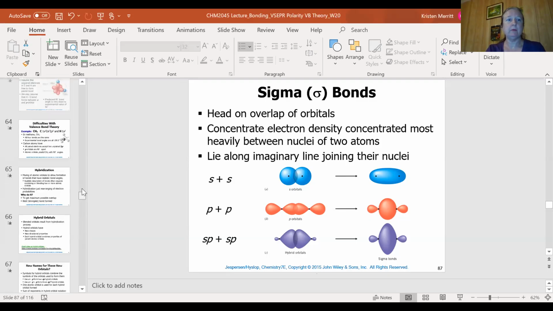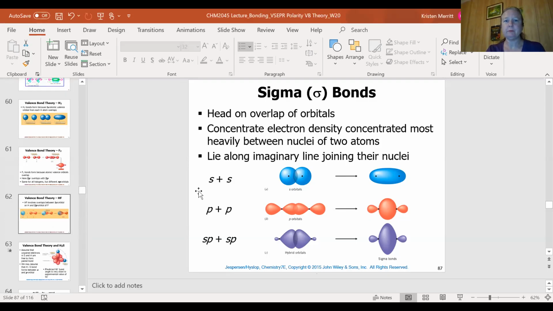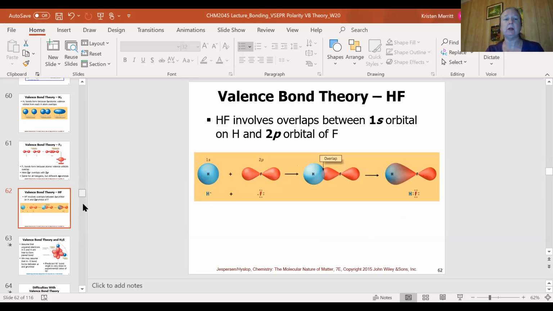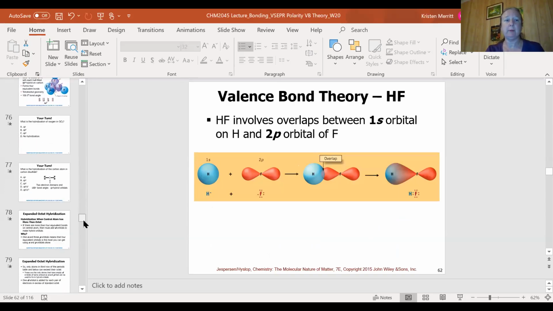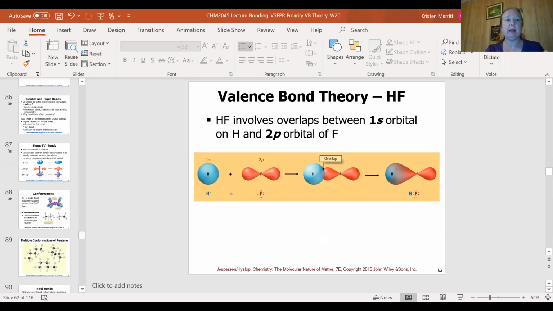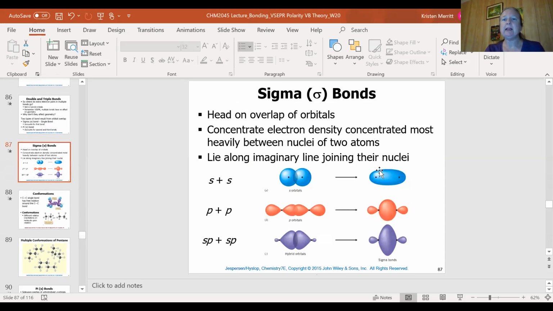So you can have an S and a P. You can have a D and a D as long as they are aligned and they overlap. That is the sigma bond. And the important thing about the sigma is that the electron density is between and around the two nuclei. The electrons are being attracted to the protons in each of these nuclei. And so they are between. This is important because the pi bond is not between the nuclei. It is above and below.